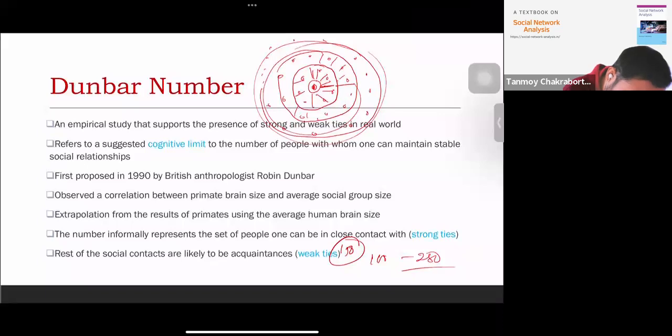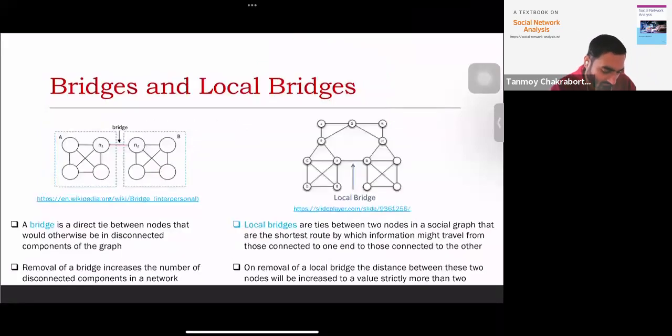So what he tried to say is that in these 150 nodes, they are close to you and they form strong ties, whereas other nodes are not that close and they form weak ties. Okay, so all these concepts are interrelated. Now, this we have already discussed, but let's discuss it very briefly here.